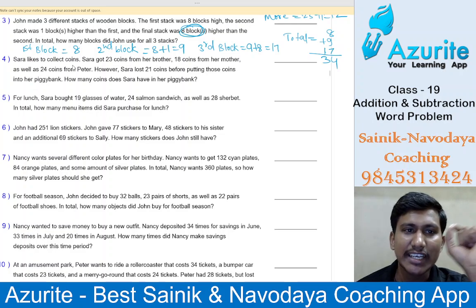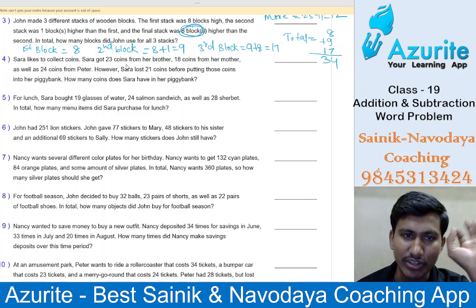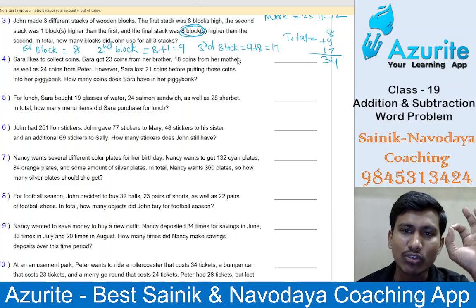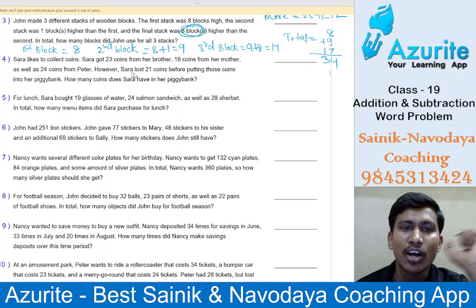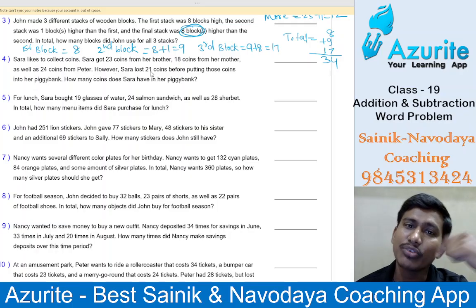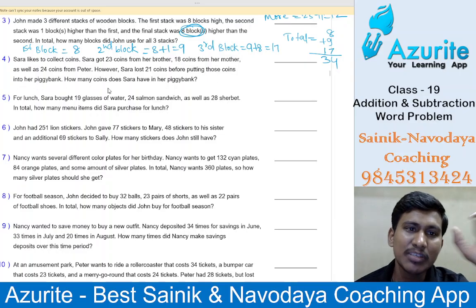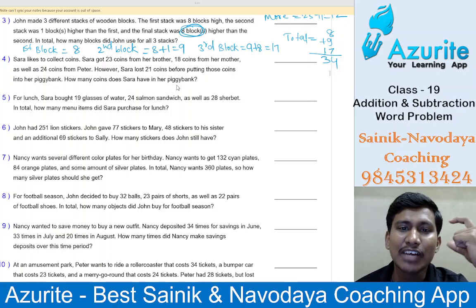Sarah likes to collect coins. Sarah got 23 coins from her brother, 18 coins from her mother, as well as 24 coins from Peter. However, Sarah lost 21 coins before putting those coins into her piggy bank. How many coins does Sarah have in her piggy bank?